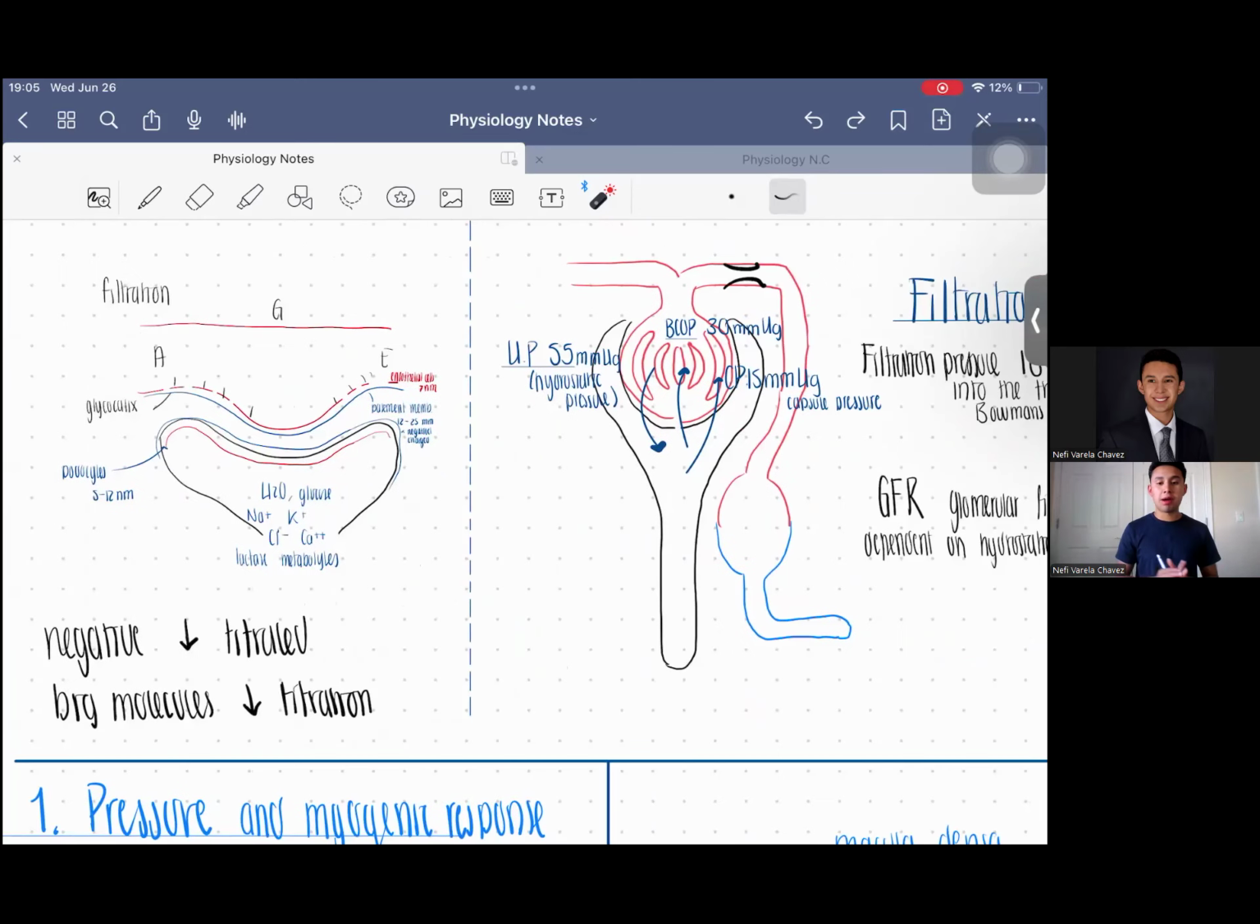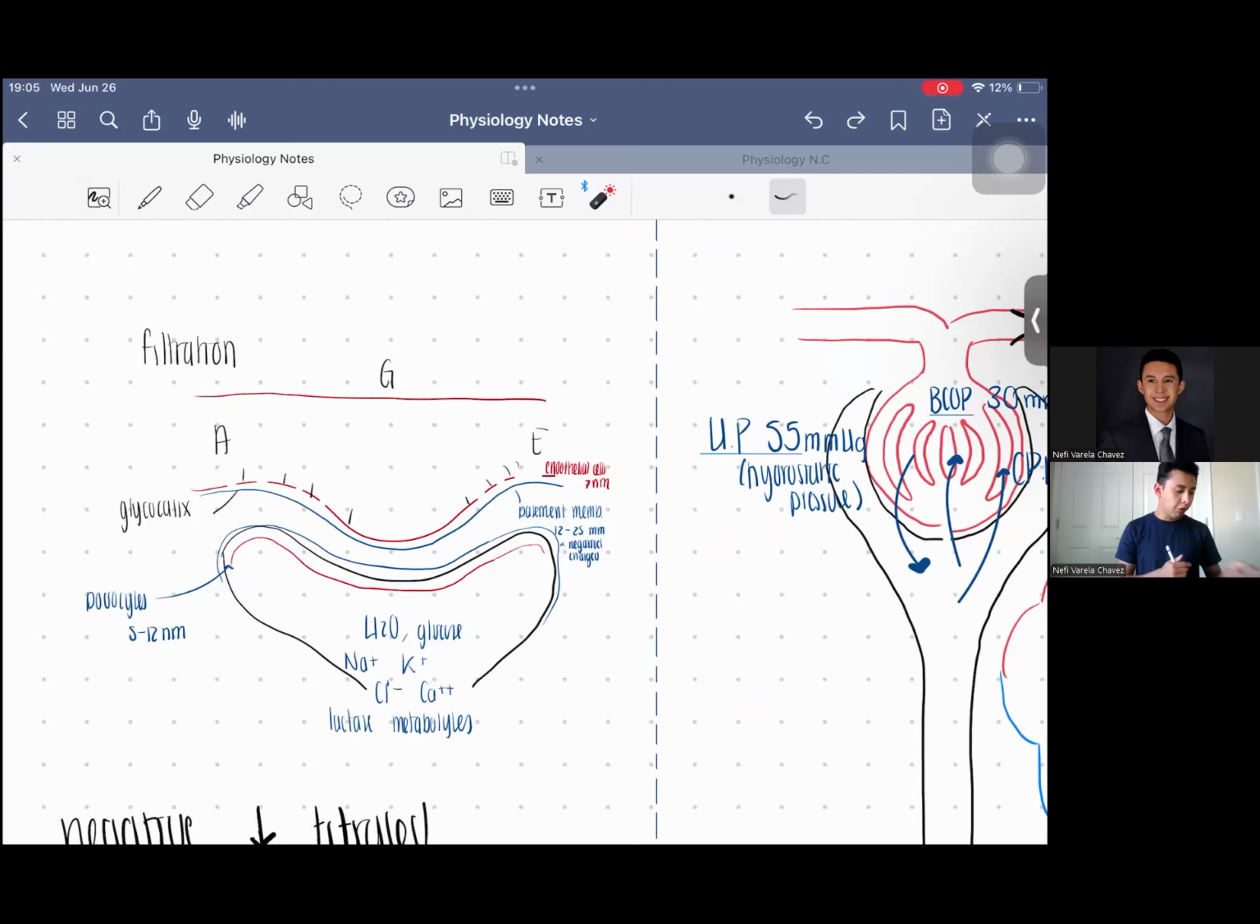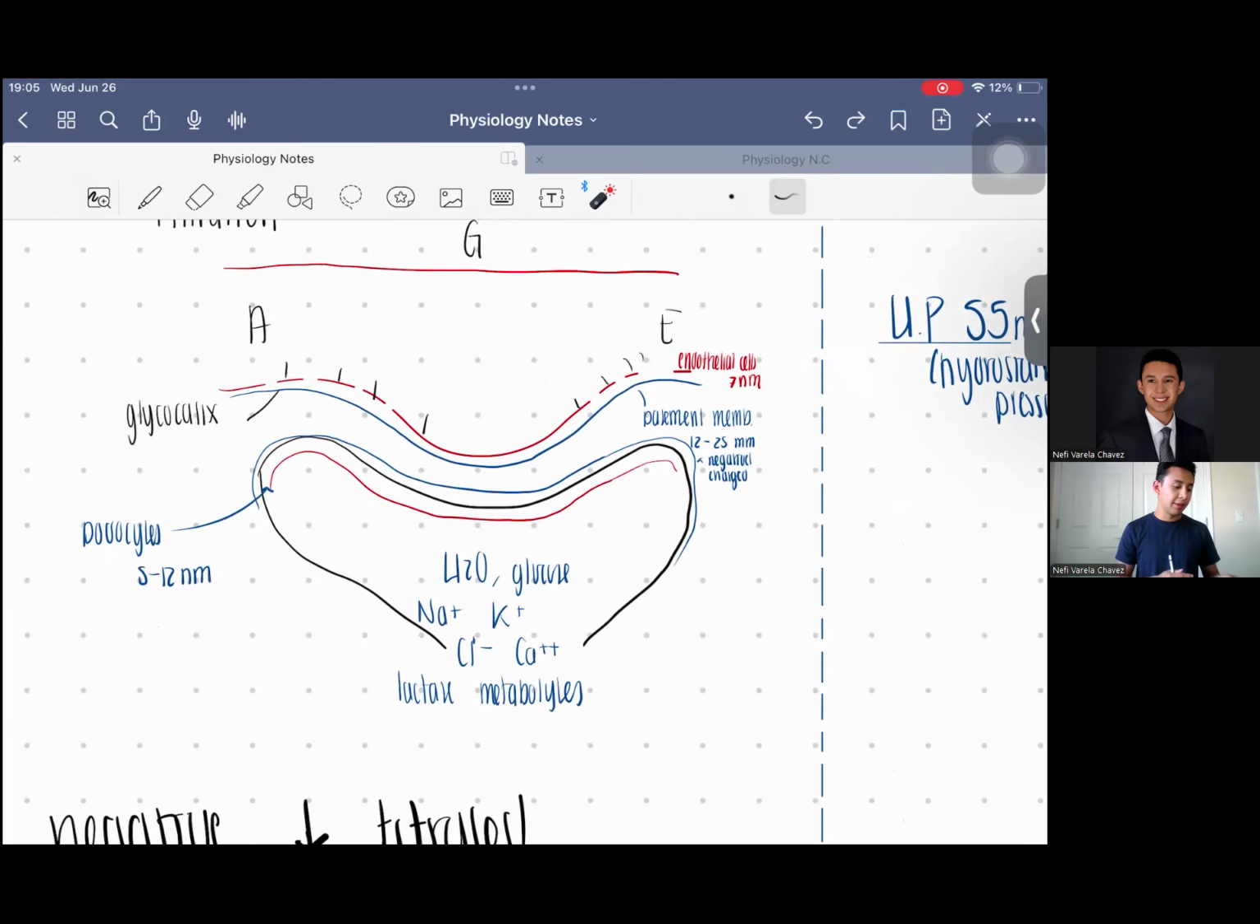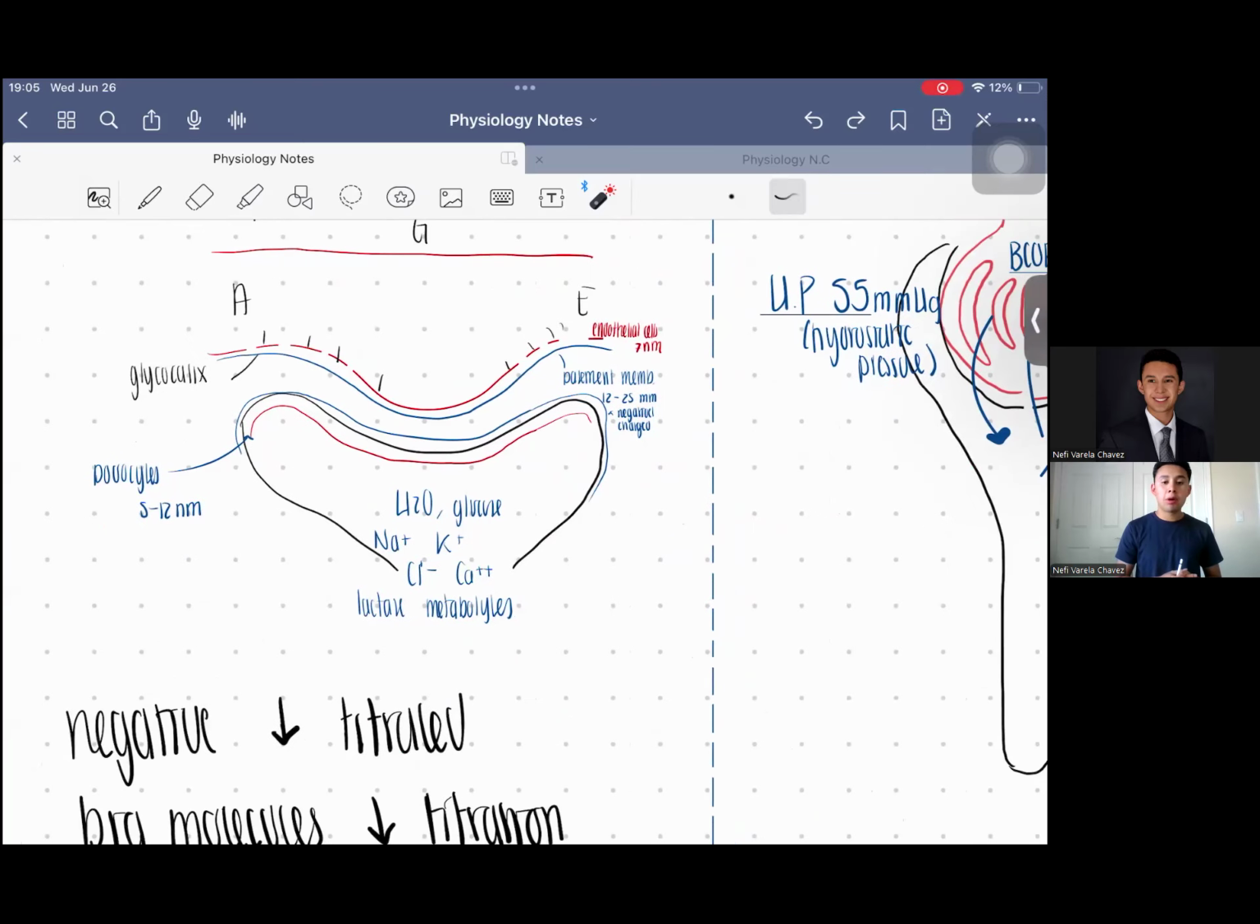Here, I'm going to start describing filtration. Filtration is going to be regulated mostly by two things. First, physical properties, and two, pressure. Okay, so for filtration here in the vasculature, we're going to have several structures that make it easier for some molecules to cross the membrane, okay?